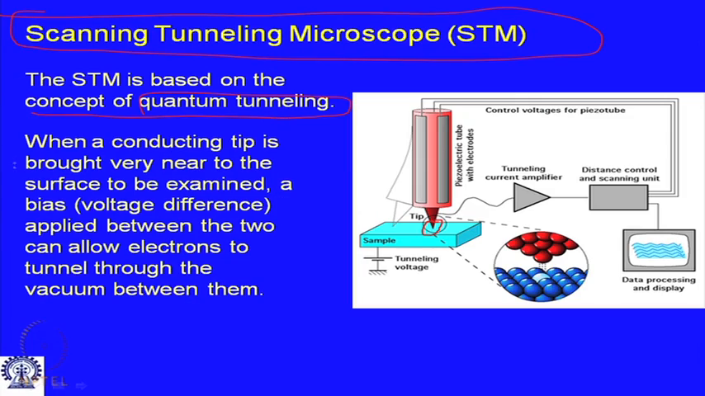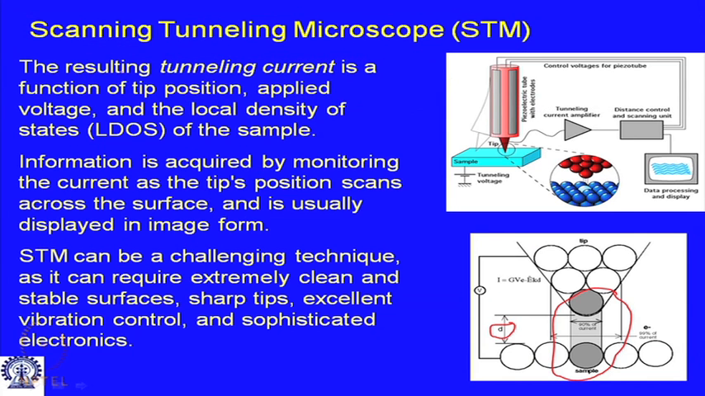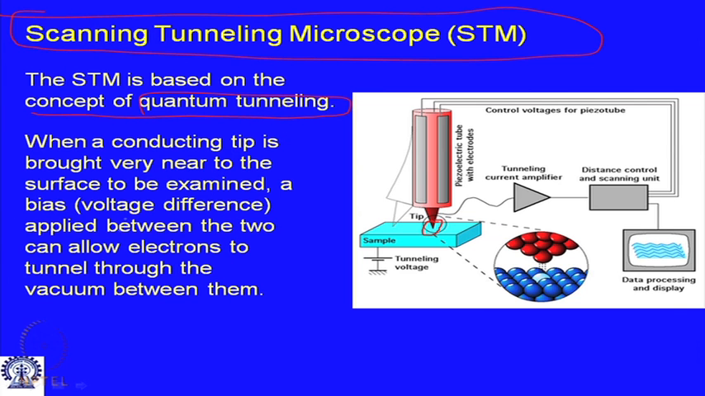surface topography. So, here it is: when a conducting tip is brought very near to the surface to be examined, which has to be a conducting surface also, and a bias, which is a voltage difference, is applied between the two, then electrons tunnel through the vacuum or air between them. Of course, this typically works in vacuum, so that the tunneling electrons do not collide with the molecules of air and ionize and get distracted.